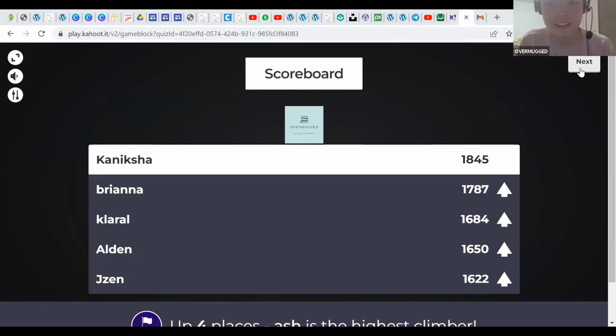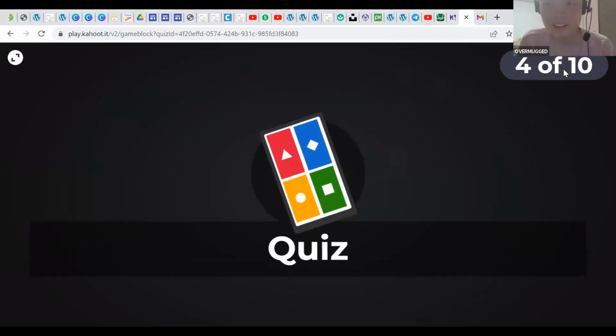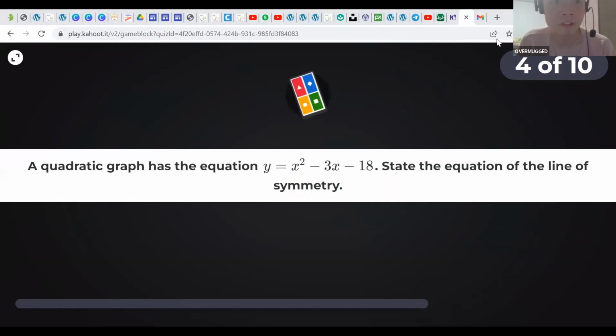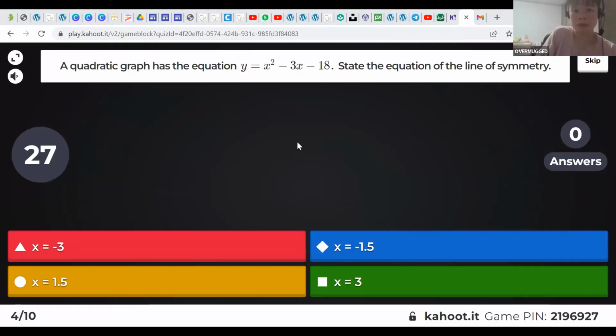Okay, carry on first. Line of symmetry. So use the previous part. Remember.